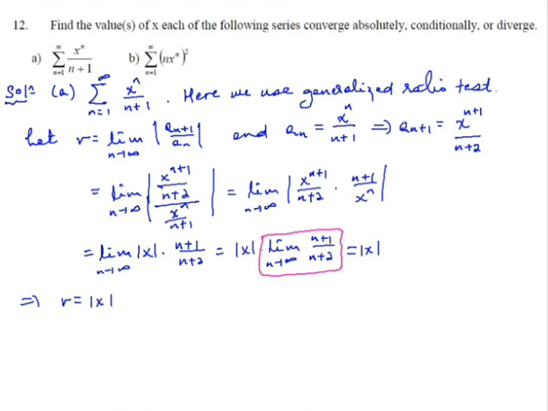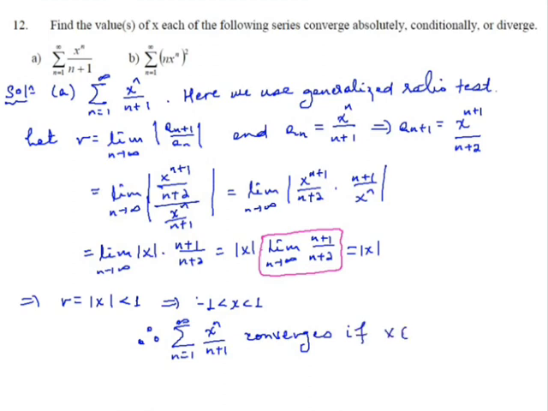So what does the generalized ratio test tell us? If r is less than 1, the series converges. So r less than 1 means the absolute value of x is less than 1, which means x is between -1 and 1. Therefore the series converges if x is between -1 and 1, and for any other x values it diverges.